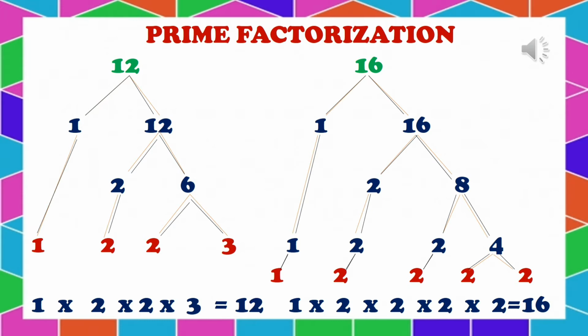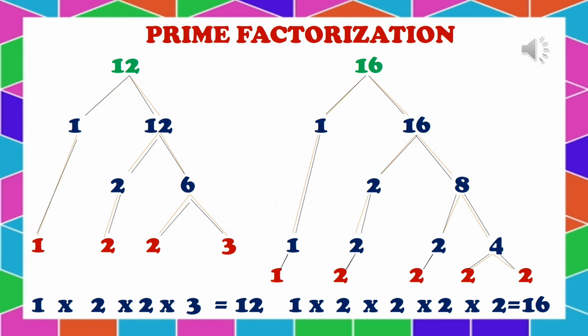Going into the next factor, because 12 is not yet a prime number, we will get the factors of 12. We will have 2 and 6. 6 is not yet a prime number, so we will still factor 6. What are the factors of 6? We have 2 and 3. So the prime factors are 1, 2, another 2, and 3. These are the prime factors of 12.